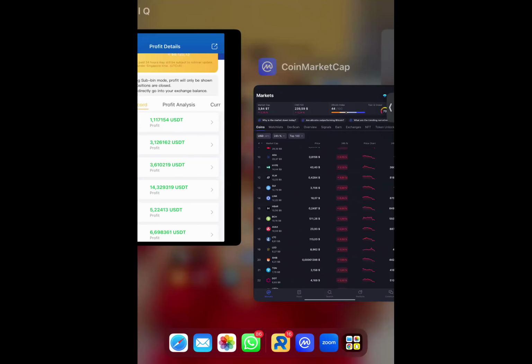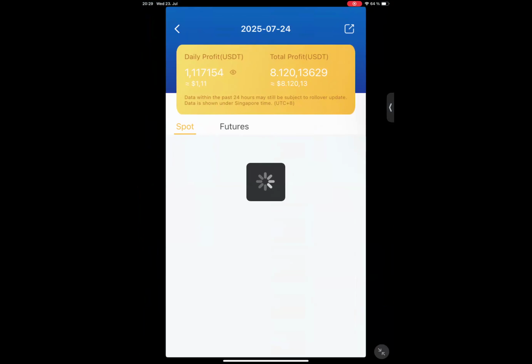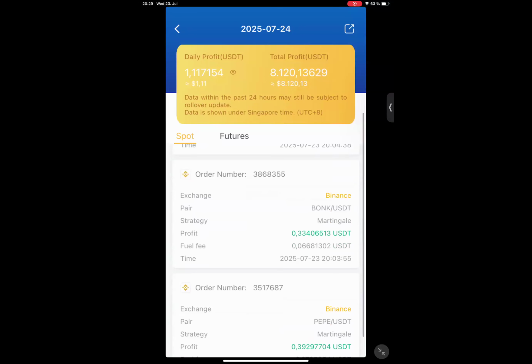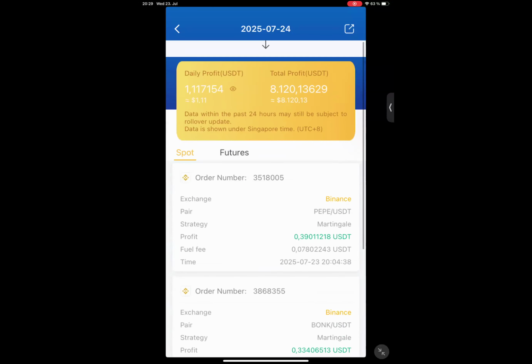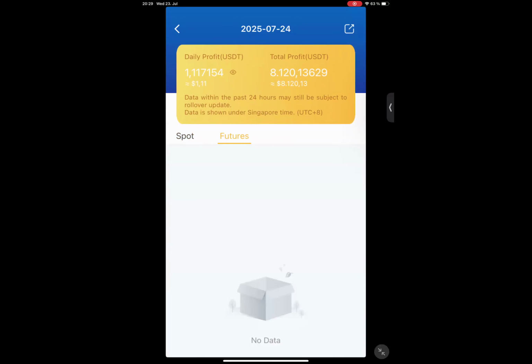All right, now let us continue. When I tap on it, I'll be able to see the assets or the coins that gave me those profits. I have Pepe here, I have Bonk, I have Pepe again. If you are not trading on the spot, you are trading on the futures, you quickly switch to futures to get the desired results.